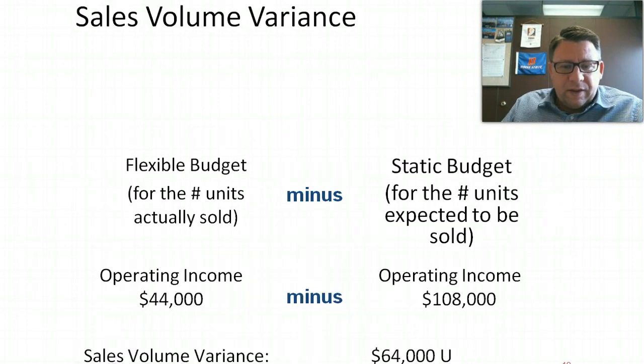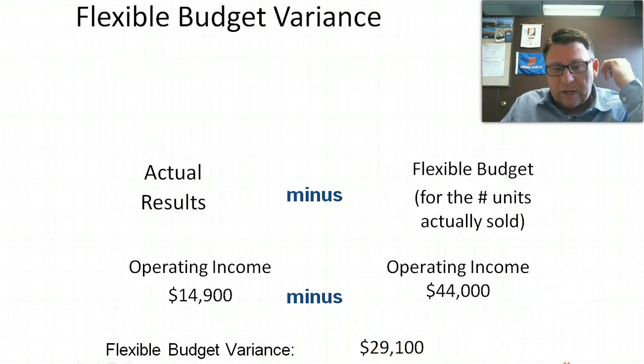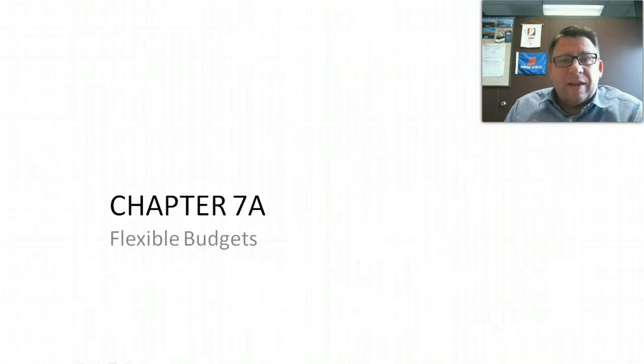Okay, and you can see that I've done the same thing here, right? So flexible units is the actual units sold. Static is what we expected, and that caused an operating income of 64,000 unfavorable, the sales volume variance. And the flexible budget, 29,100. Okay, so that's the introduction to the flexible budgets.